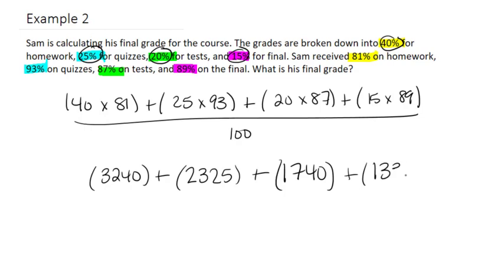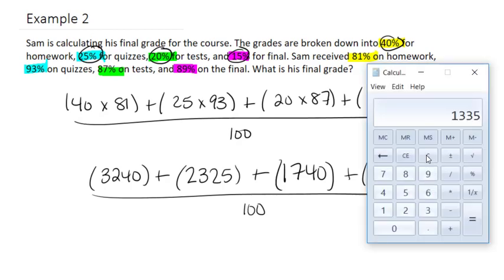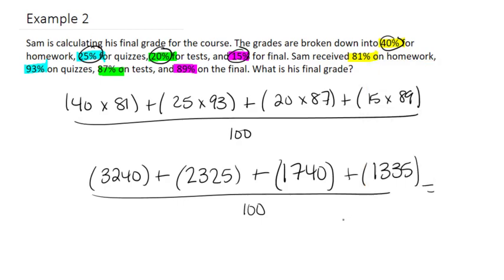So now let's add up all these numbers together, and then we'll divide by 100, and we get 86.4, which will be the final grade for Sam for this course.